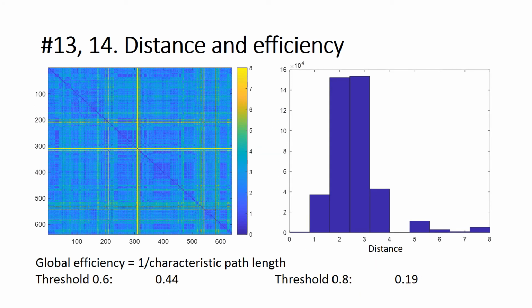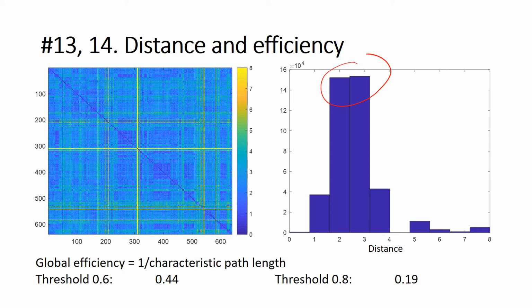So you can calculate a characteristic path length by taking the average of the overall path lengths. You can see here, this is again for the 0.6 threshold. I've plotted the distance as a histogram for all the different pairs of parcels. You can see most of them fall around 2 or 3. So our characteristic path length is going to be in here somewhere. And then our global efficiency is just going to be 1 over that characteristic path length.